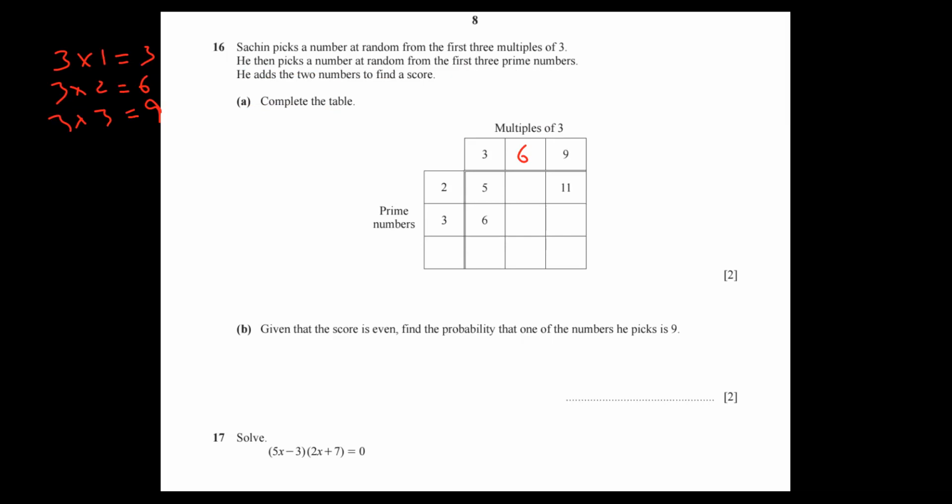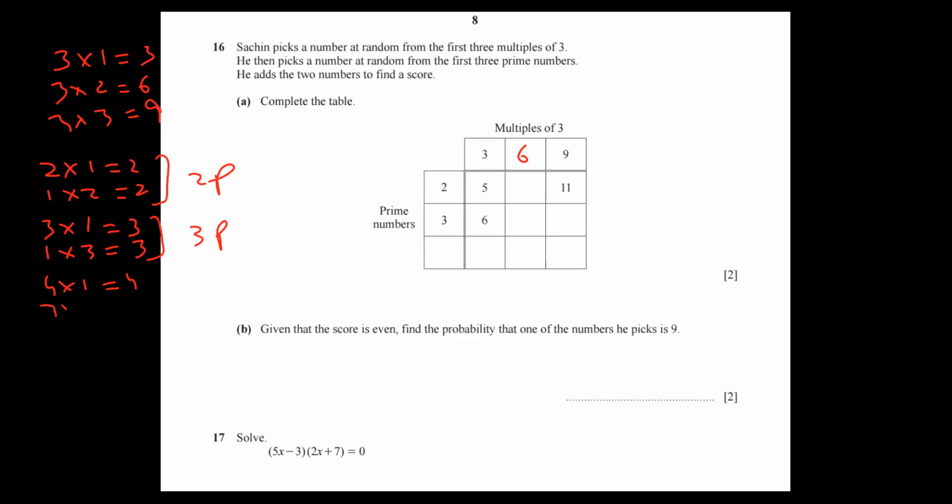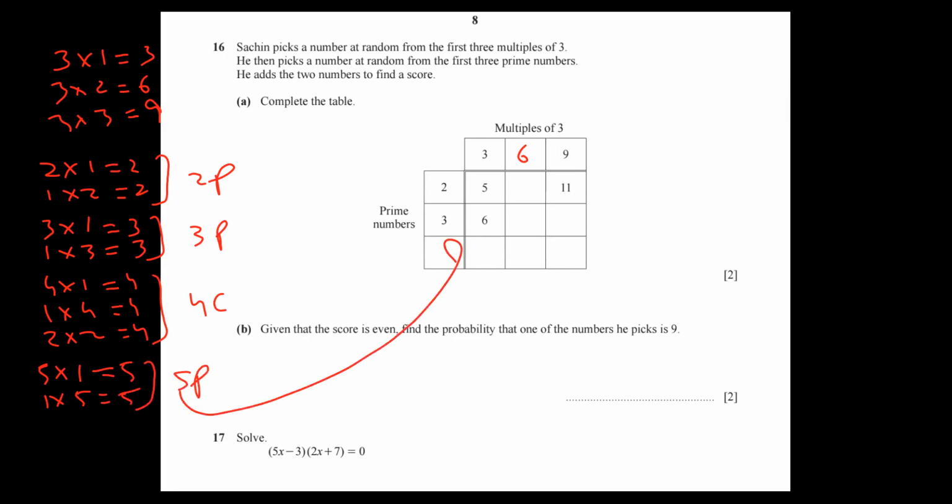Now the prime numbers, I discussed many times. Two is a prime number because two times one gives you two and one times two gives you two, no other way to get two. Three is also a prime number. Three ones are three and one three is three, and no other way to get three. Four: four ones are four, one four is four, but we have another way, two times two, so it is not a prime number. Four is a composite number. So 5 is also a prime number. 5 ones are 5 and one 5 is 5. I hope you got the idea. So here I'm writing 5.